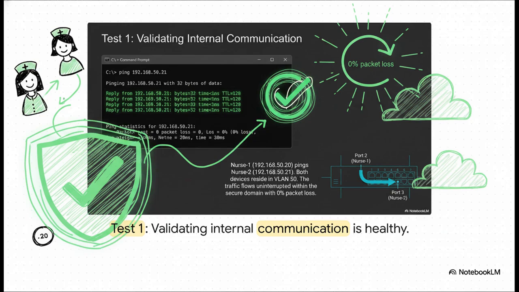Okay, the configuration is done. Now we move to the proof phase. First things first, we need to validate that our departments can actually still work internally. So we have Nurse 1 at IP .20 pinging Nurse 2 at IP .21. Both of these devices reside perfectly within VLAN 50. And sure enough, the traffic flows uninterrupted within that secure domain with 0% packet loss. So the internal network is perfectly healthy.